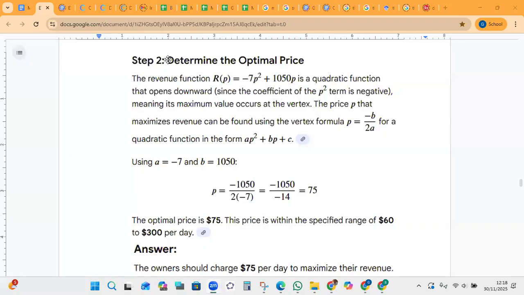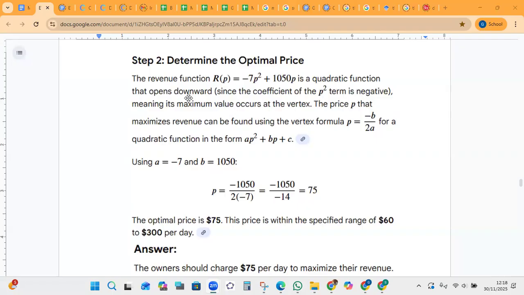So step number 2 says, let us determine the optimal price. What's the maximum price? The revenue function R of P is equal to minus 7P squared plus 1050P. They just rearranged it a little bit, putting minus 7P squared as the leading coefficient. It is a quadratic function that opens downwards since the coefficient of the P squared term is negative. So you'll get like an upside-down U, meaning the maximum value occurs at the vertex.